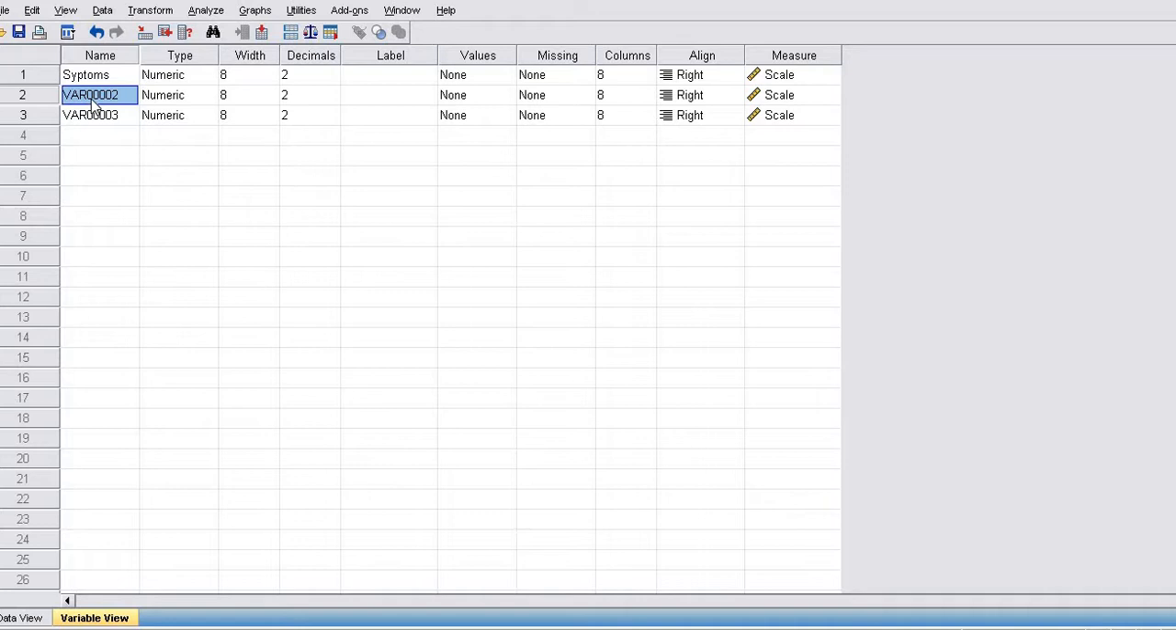And second is the treatment group. You can write only treatment here. And the third one is the gender group. Now there is no decimal point, it is 0. The third one is also 0.